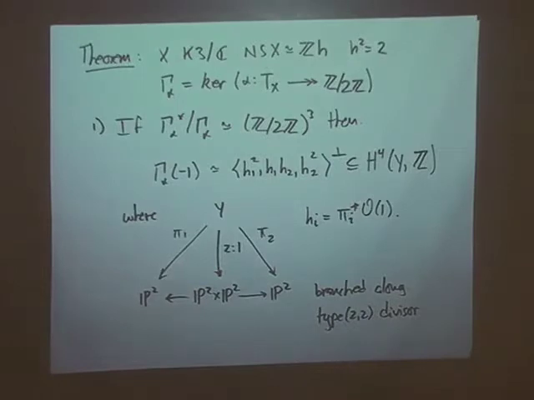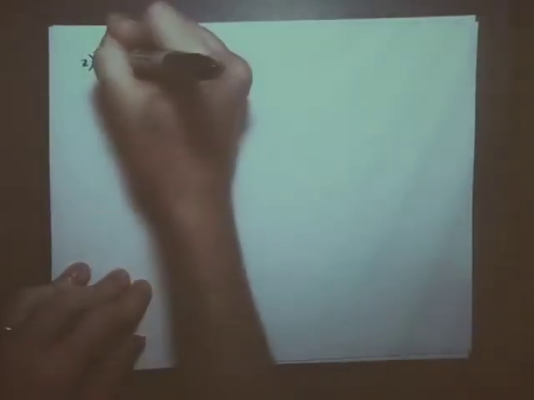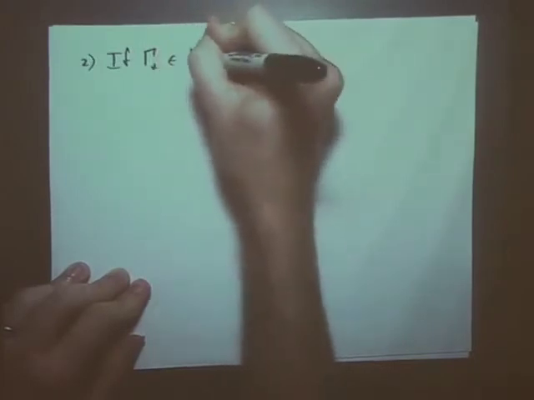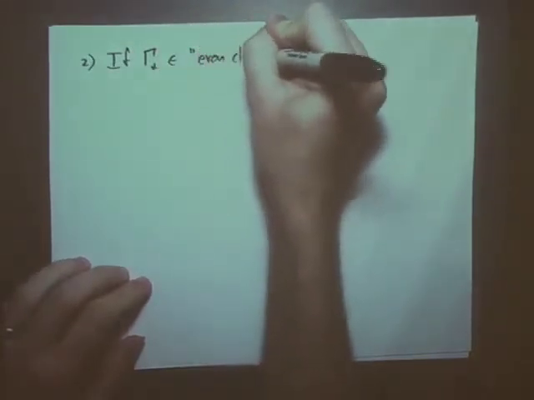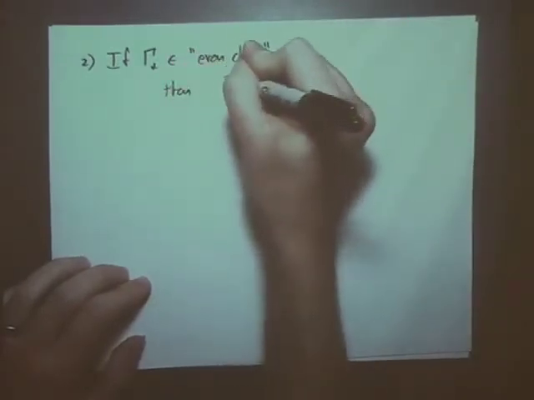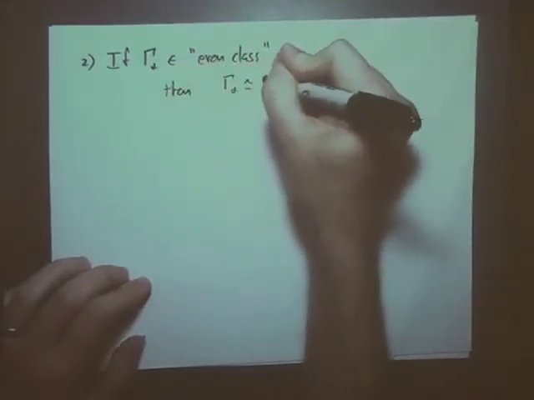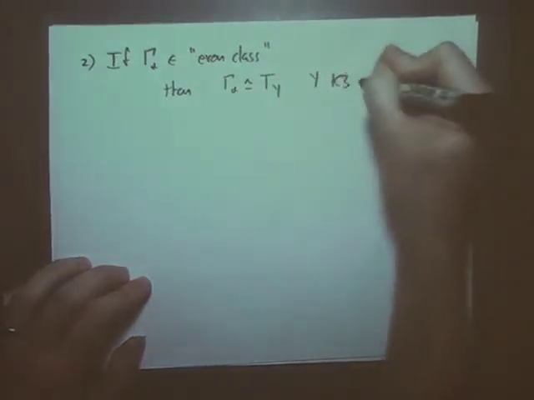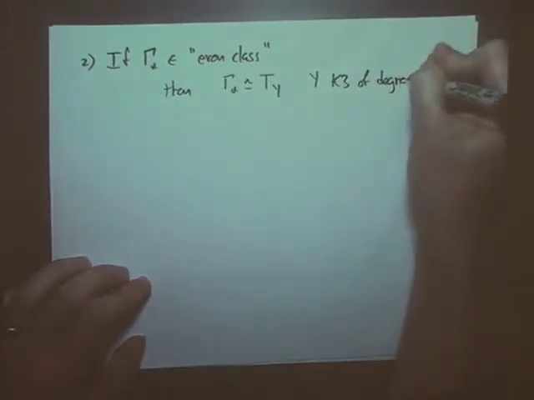So this should be viewed as a similar statement to the one for the even class. Let me make the one for the even class so it becomes clearer. If gamma alpha belongs to the even class, where the discriminant group was Z mod 8Z, then in fact this gamma alpha was isomorphic to the transcendental lattice T_y of some y, a K3 surface of degree 8. So this was the example that we just saw.